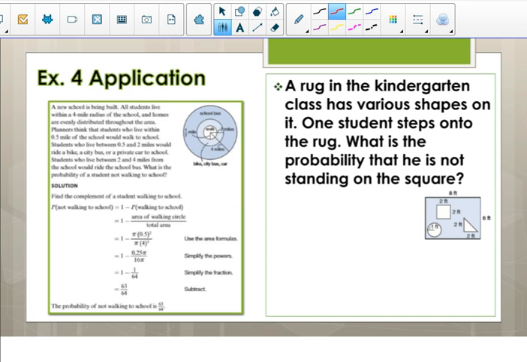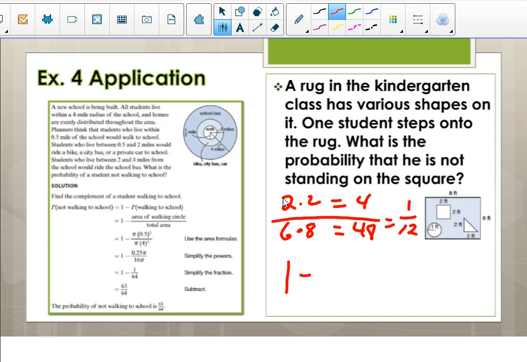The square is a 2 by 2. So that is 2 times 2, which gives us 4. The area of the whole rectangle is 6 times 8, which will give us 48. If I were to reduce this, this would be 1 out of 12. If I take the whole thing and subtract everything that's the square, which is 1/12, that would give us an answer of 11 out of 12 as our probability.